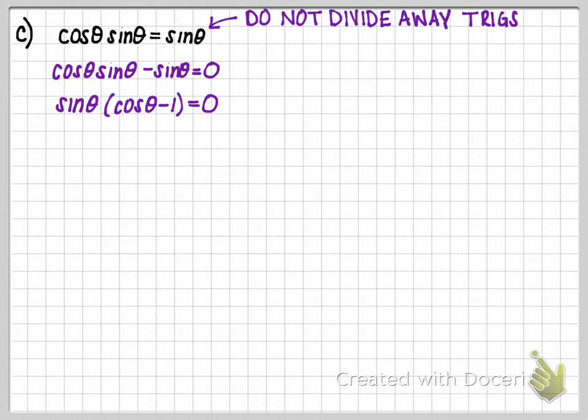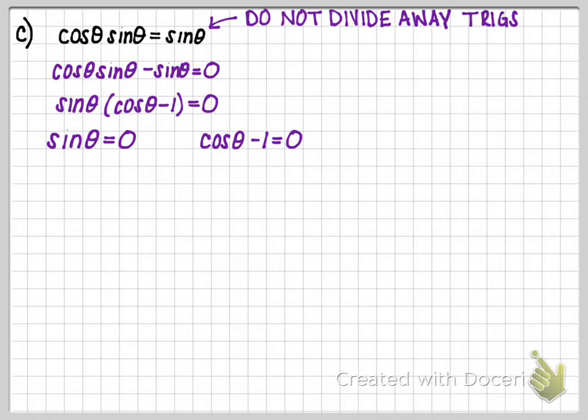So then the zero product property says that if two things multiply together and they equal 0, I should set both of those equal to 0. So I have the sine of theta equals 0. Cosine of theta minus 1 equals 0.